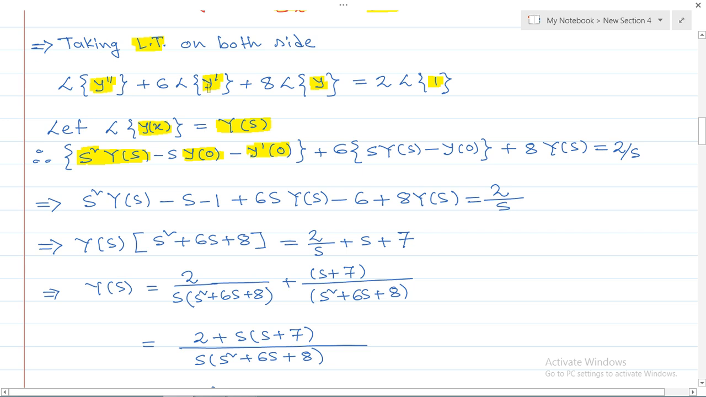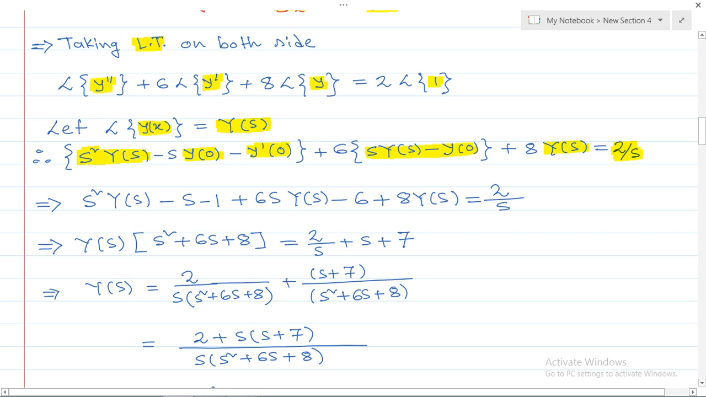Now we come to the second term, 6 into Laplace transformation of y dashed. So what term will we get? 6 into, the formula for Laplace transformation of first order derivative, s into capital Y(s) minus small y(0), plus 8 into Laplace transformation of y, which is 8 into capital Y(s), because we have considered Laplace transformation of small y equal to capital Y. And 2 into Laplace transformation of 1, which is 1 upon s. So on the right hand side we are having 2 upon s.